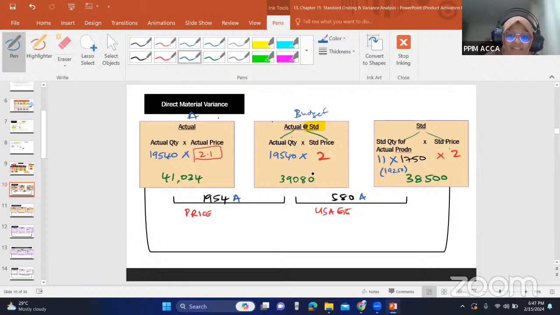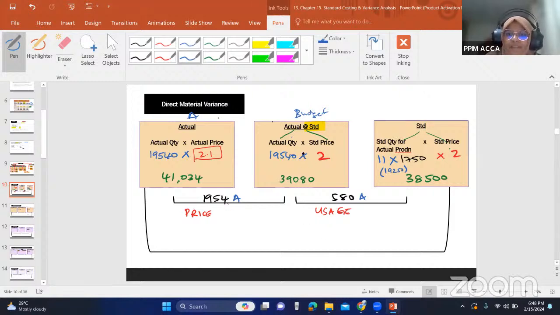The second has a little bit of budgeted or standard figures. So 39,080, that is the budgeted information. 41,034, that is the actual. According to my budget, I'm supposed to spend 39,080, but I have spent more. Spending more is a bad thing, so this is adverse.